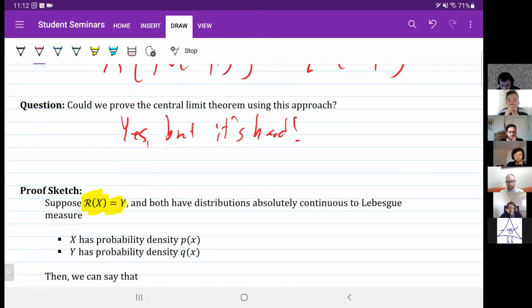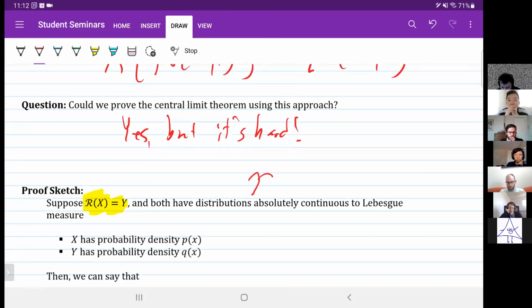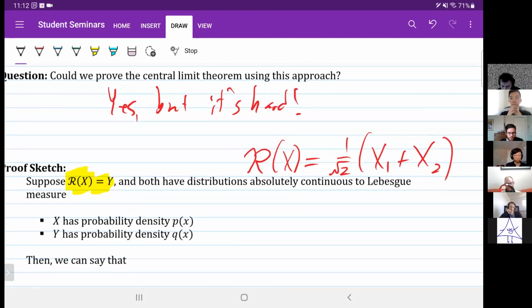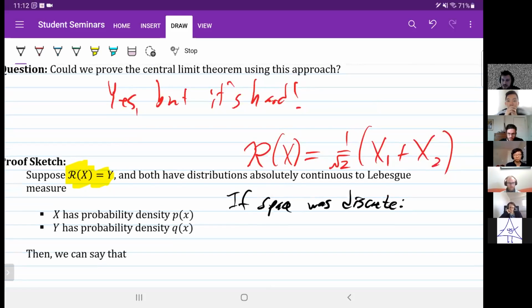Okay, so remember, just to keep it in view, that R of x is equal to 1 over root 2 times x1 plus x2. So what I want to do is figure out, can I write q of x in terms of p of x? Well, what if it was discrete? If space was discrete, I'll try to motivate this formula a little bit, because the first time I saw it, it was not so obvious.